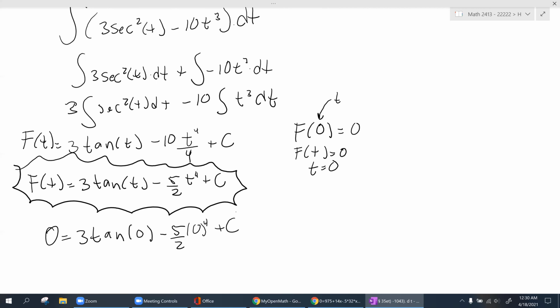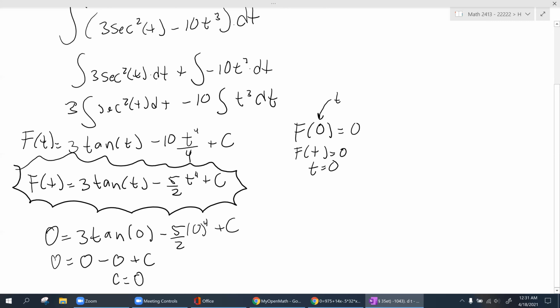0, right? Because that's sine of 0 over cosine of 0, and sine of 0 is 0, so that's 0 divided by 1, which is 0. So 0 equals 0. 0 to the fourth is 0. 0 times 5 over 2 is 0. So that entire part is 0 plus c. In other words, it's 0 minus 0 plus c.